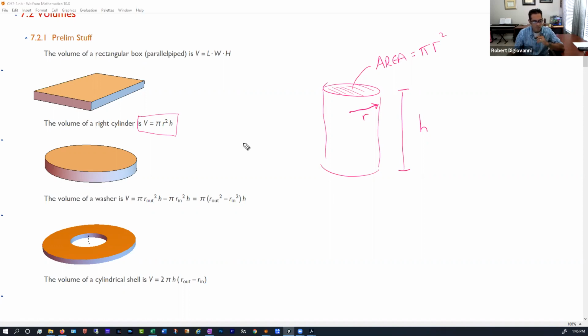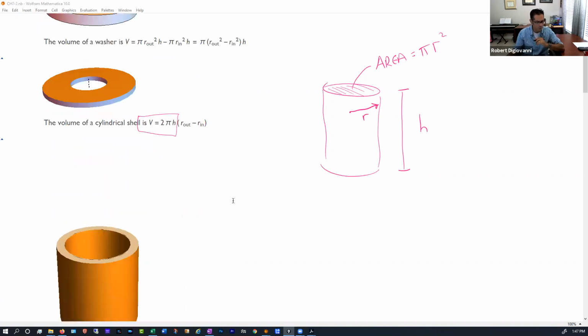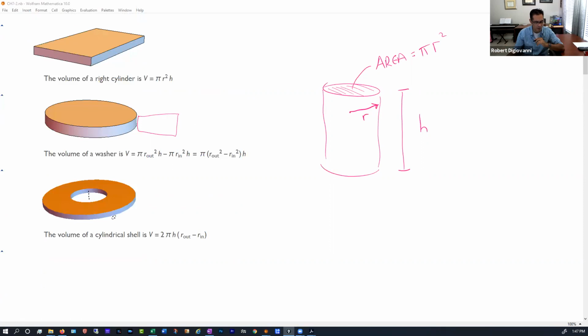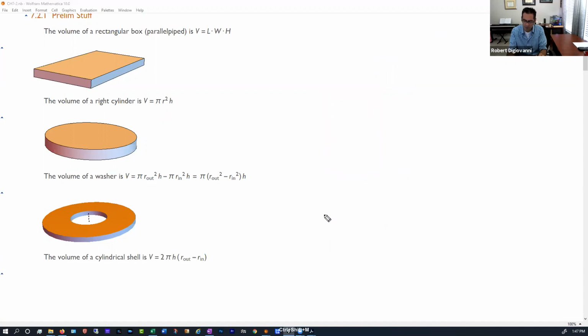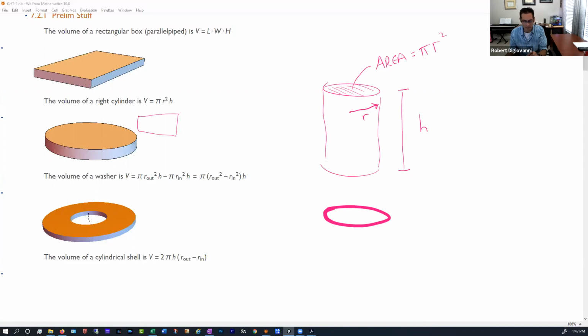Now, the volume of what's called a washer, I'll get to the shell in a minute. The volume of a washer, the way this works, consider the problem we just did up there. Oh, shoot. Let me see if I can undo that. Yay, I did.